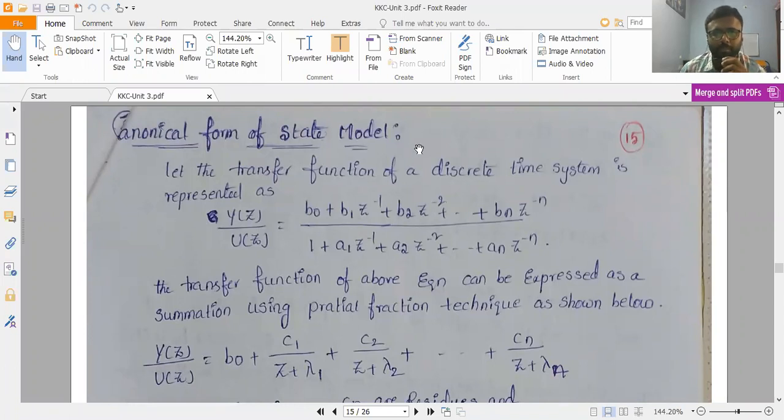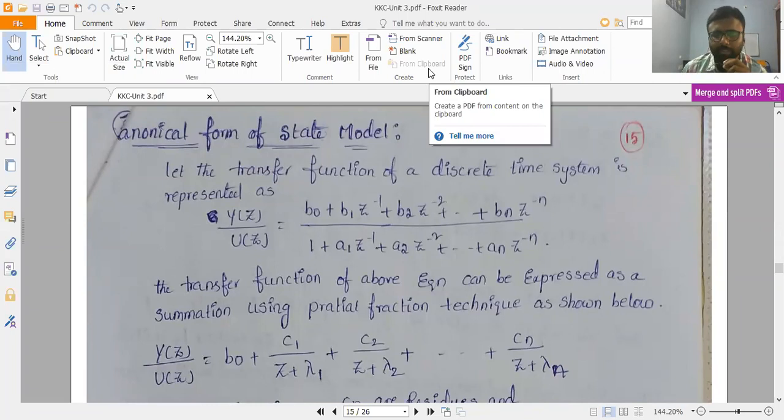So we are in the middle of the third unit. Here we have seen what the state transition equations are, how to calculate the state transition equations, and also how to calculate the state transition matrix. And next we are going for the canonical form of the state model.